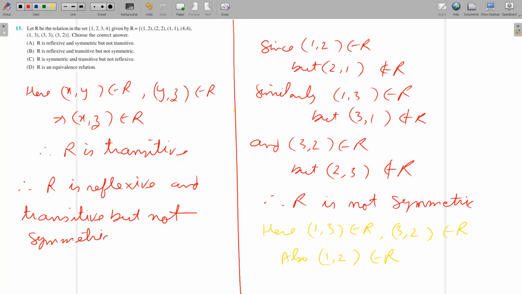So therefore, what is the correct option here? The first one is R is reflexive, symmetric but not transitive. It is transitive. R is reflexive and transitive but not symmetric. So B will be the correct answer. So correct option is B.